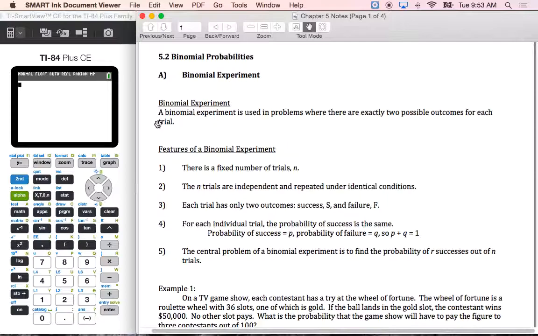P is your probability of success. Q is your probability of failure. When you add those two probabilities together, you should get 1 because it's one or the other for your options. The central problem of a binomial experiment is to find the probability of R successes out of your n trials.